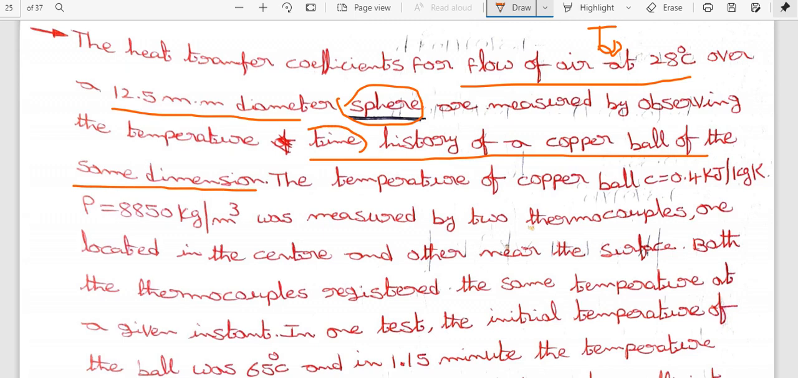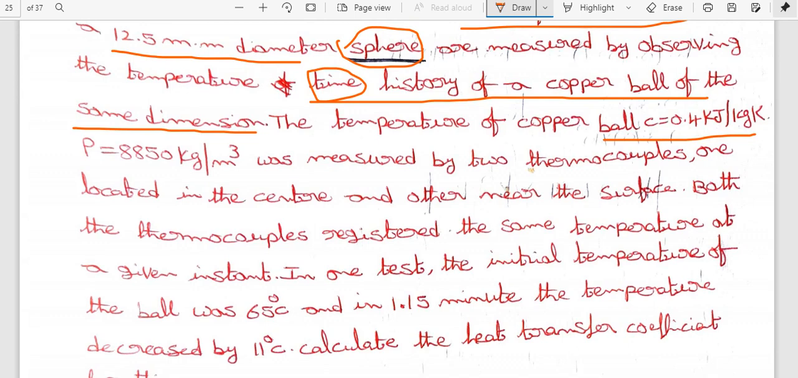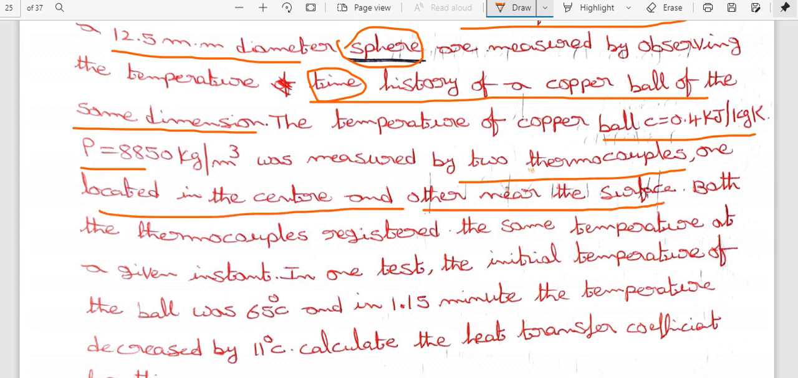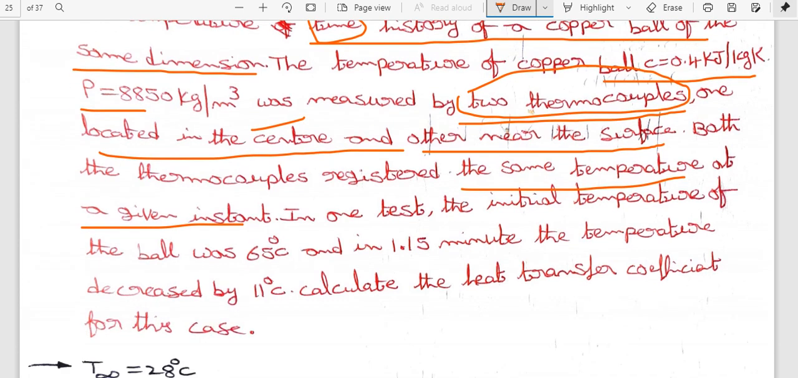Here we can calculate the time. The temperature of the copper ball, with its Cp and density, was measured by 2 thermocouples. The number of thermocouples is 2, one located in the center and another near the surface. Both thermocouples register the same temperature at a given instant.